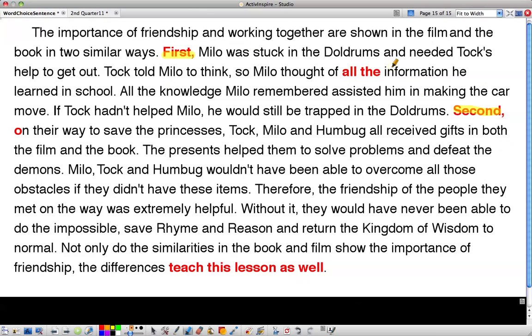I went in and added all the information because I thought that it was necessary that you knew how much information he had to remember. It was all the information. And then you'll remember that down here when it said, not only do the similarities in the book and the film show the importance of friendship, the differences do too. I thought that sounded kind of meh. So I said, the differences teach this lesson as well, because it's more specific. So even though I was editing for sentence fluency, I still added some more word choice to make it better. And I'll bet that I could make this even better if I went over it again.